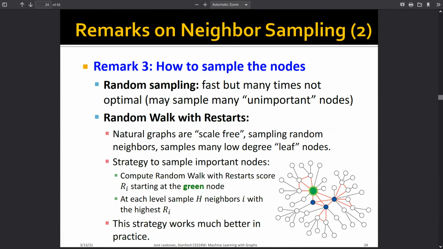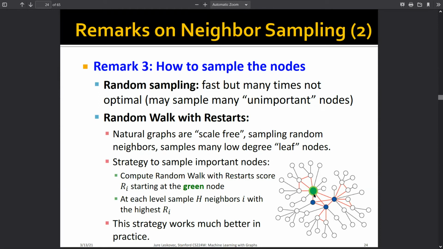So what is he doing here? He samples the low-degree leaf nodes, many low-degree leaf nodes. So you start, say, at the green node, right? At each level you sample the neighbors with the highest R_i. R_i is the restart score, the random walk with restart score R_i starting at the green node.